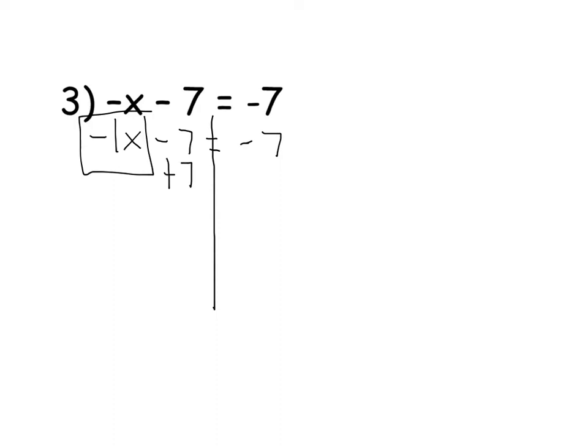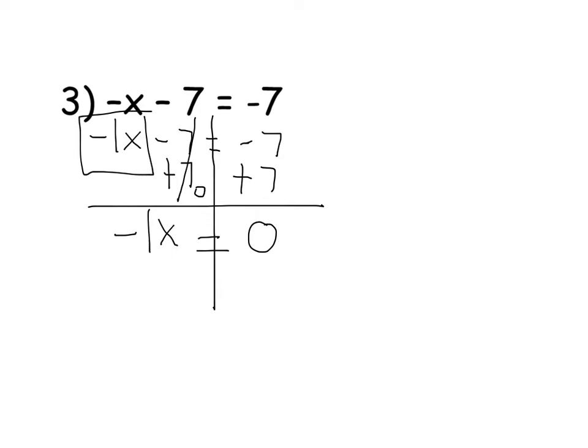Because in this equation, if we add 7 to one side, we must keep it balanced and add it to the other side. This will go to 0. I'm going to put a little 0 there to remind me it's gone, it goes to 0. I bring down what I have left. I have a negative 1x left equals negative 7 plus 7 becomes 0. Last step, I have negative 1 times x. Second is we have to undo multiplication.